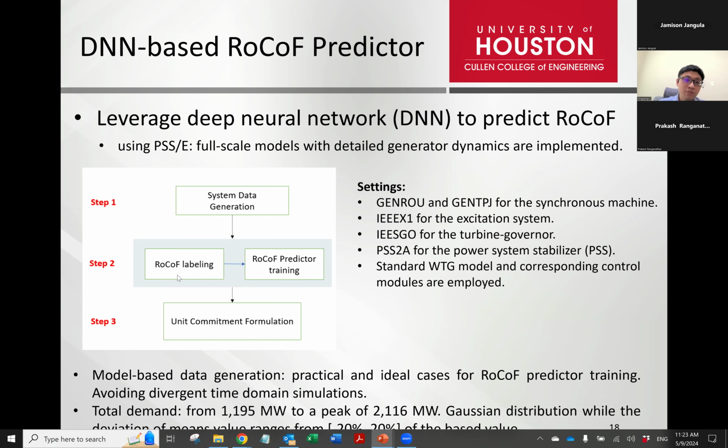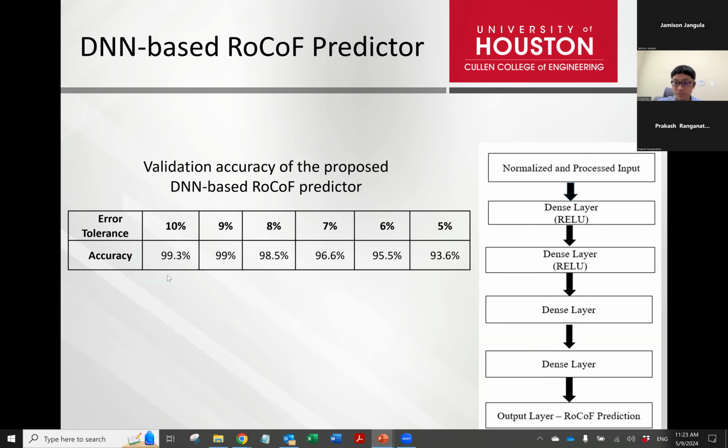We can create a label for rate of change of frequency. We can also create additional labels such as frequency nadir. Okay. Once we have collected sufficient data samples, we can develop a machine learning model. We can train it. On this slide, you can see it's a very straightforward machine learning model, multi-layer perceptron. It has some other names, but they mean the same thing. Also, you can say it's a fully connected neural network, which just has a few dense layers and one output layer.